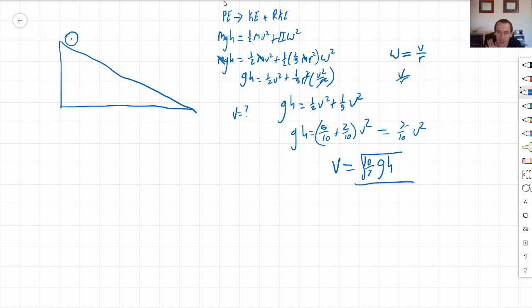So the square root of 10/7 gh is the final velocity of this thing, because when it gets to the bottom, not all of its energy is translational kinetic energy. Some of its energy is in fact rotational energy.